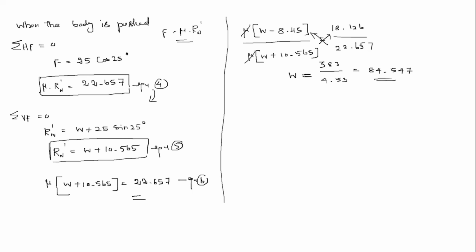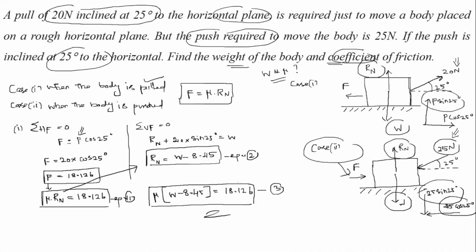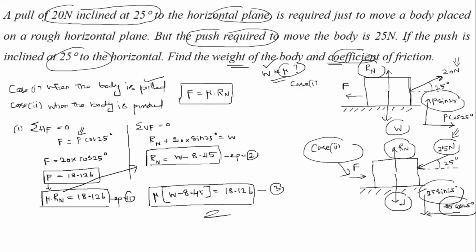So now W, in Newton, is 84.547. Now, what they are asking is the coefficient of friction; W is calculated now. Now, we need to calculate the coefficient of friction mu, right. Substitute this W in any equation, either in this equation or the previous equation, right.